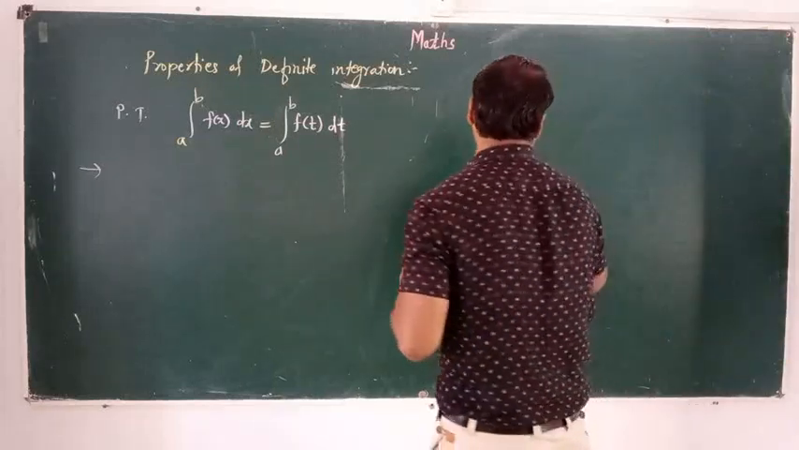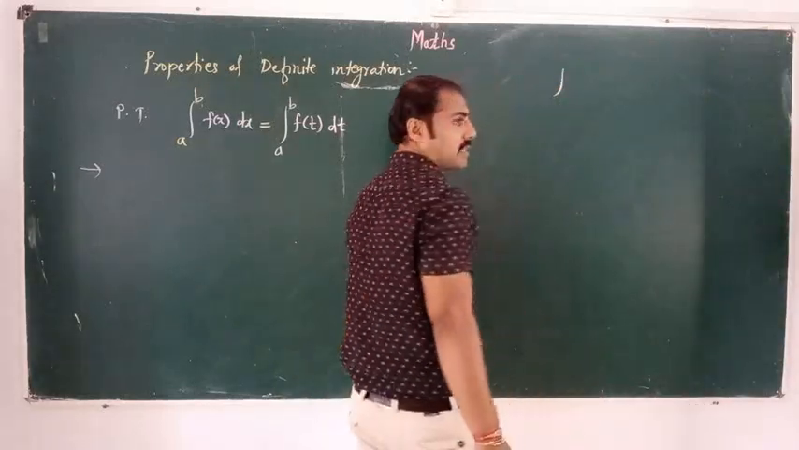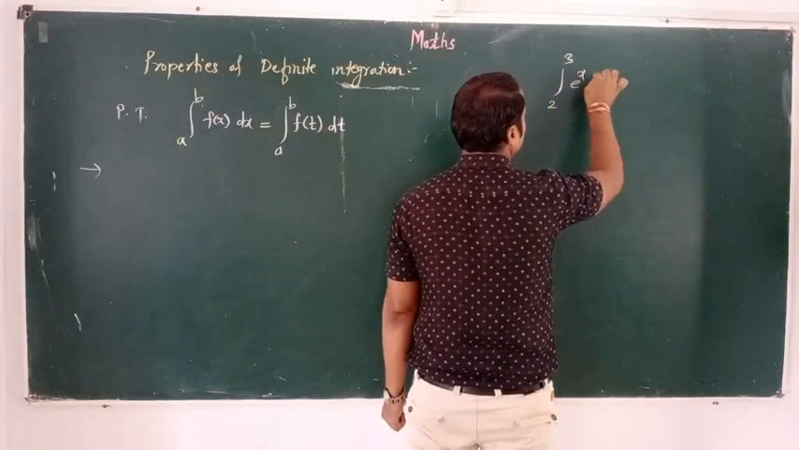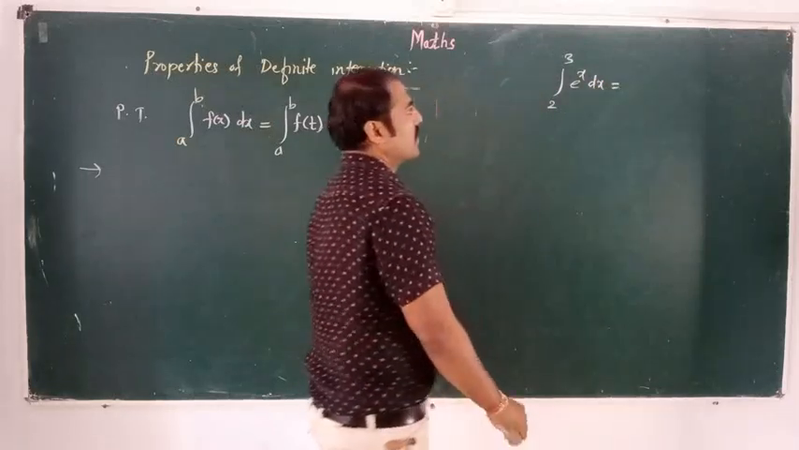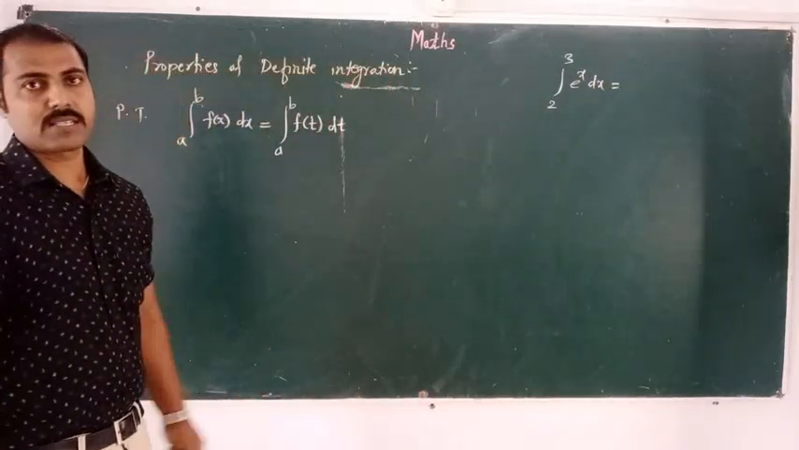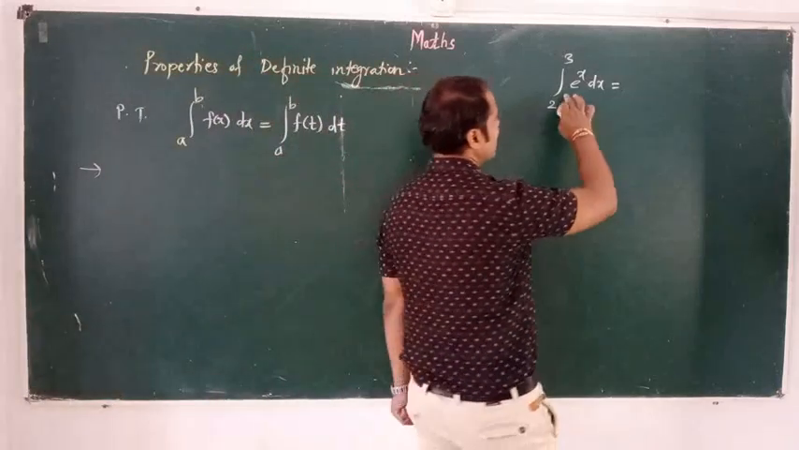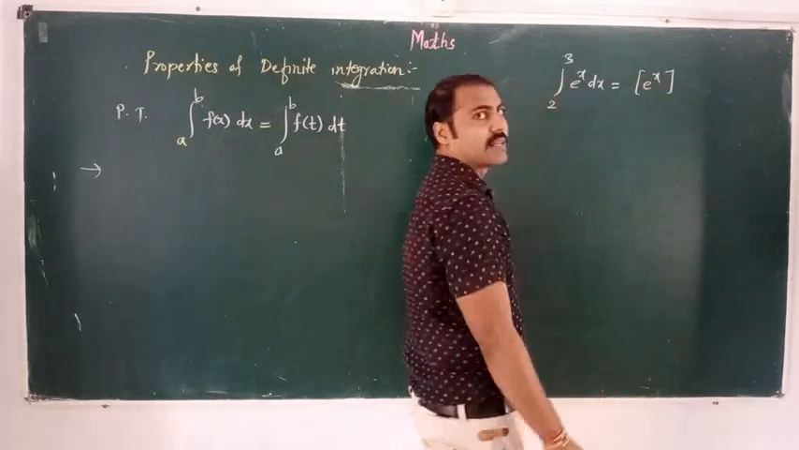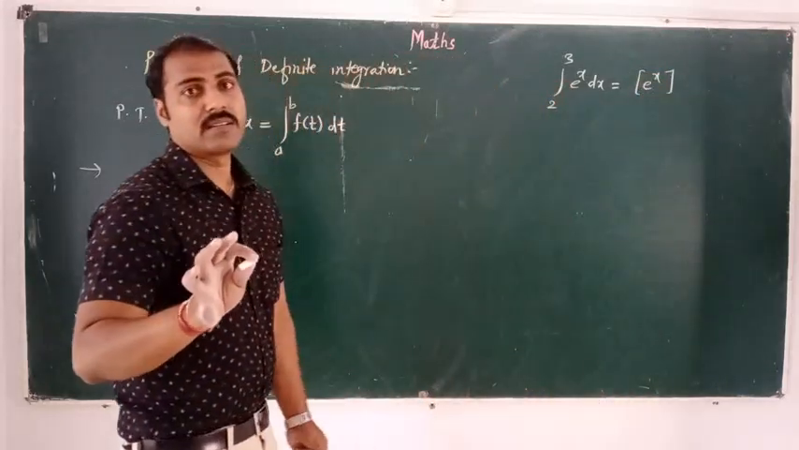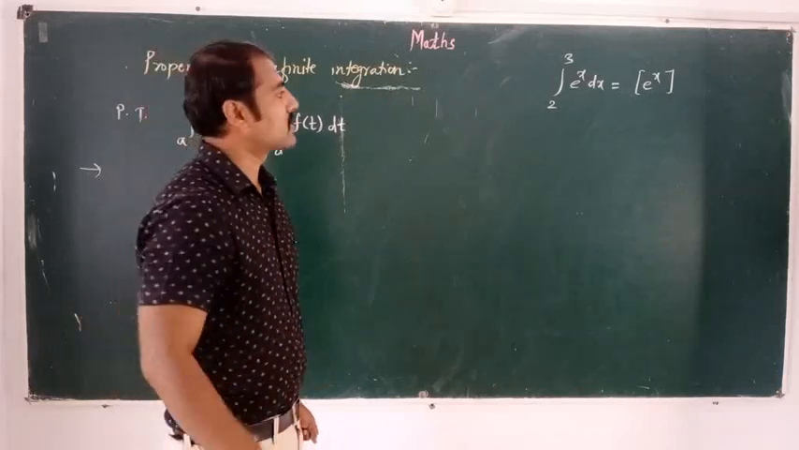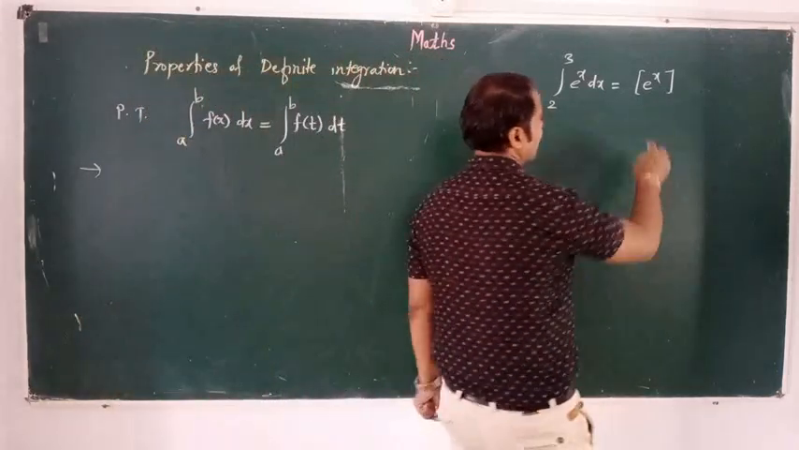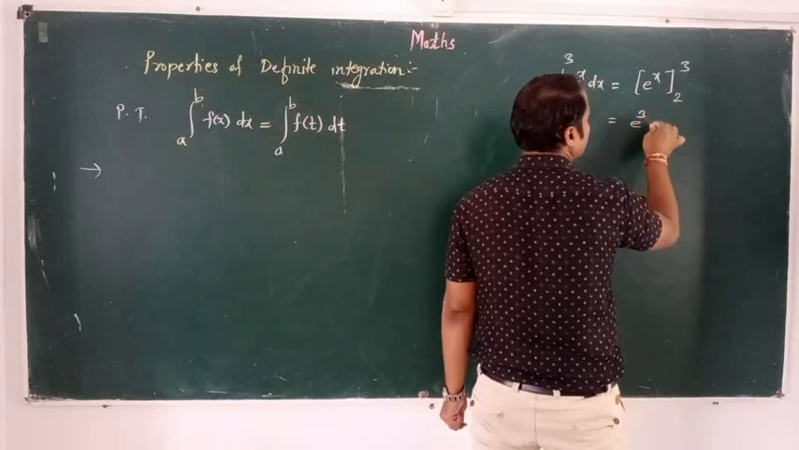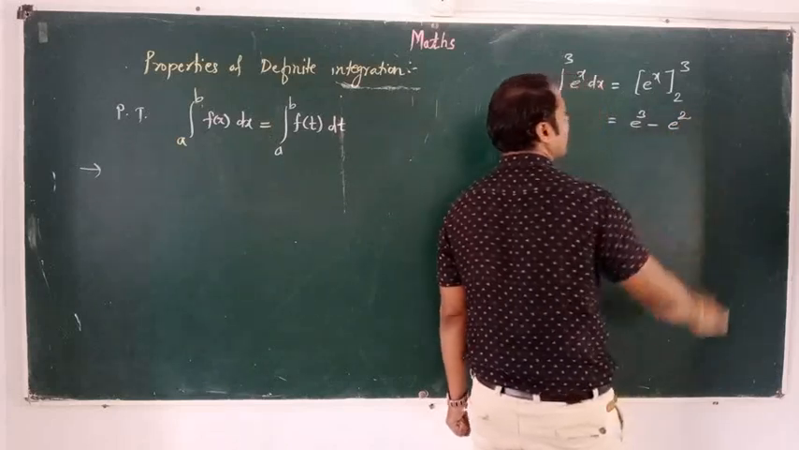For example, consider definite integration of 2 to 3 e raised to x dx, which is equal to, we know that the integration of e raised to x dx is e raised to x. Don't write c. In definite integration, the c vanishes. The value of the primitive from 2 to 3: the value of the primitive at the upper limit, that is e raised to 3, minus the value of the primitive at the lower limit, that is e raised to 2.